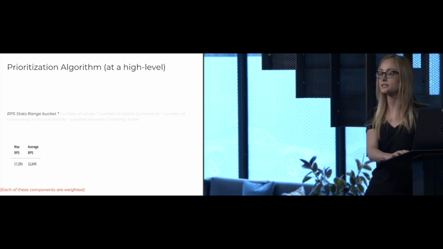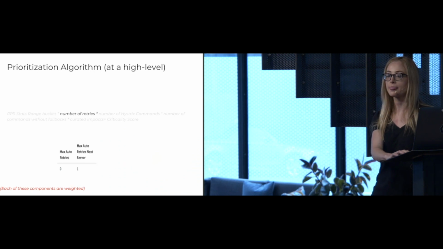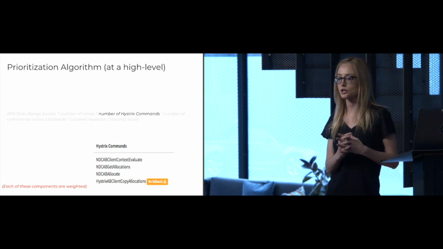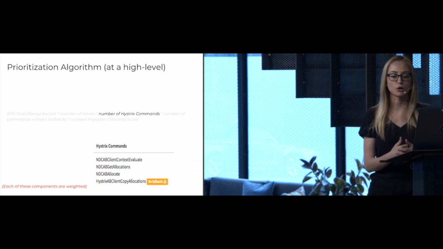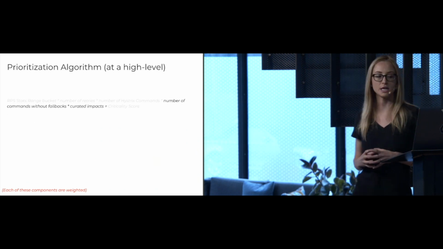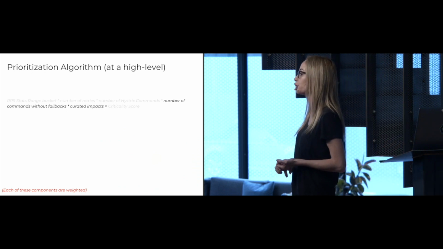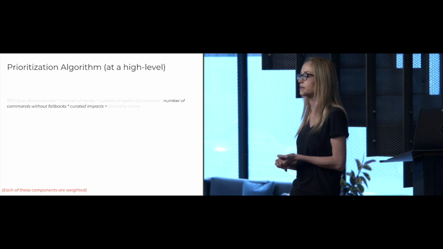We use the RPS stats range bucket. We use the number of retries and the number of Hystrix commands associated with it. So these are all weighted appropriately. Something else we also take into account is the number of commands without fallbacks and any curated impacts that a customer adds to their dependency.